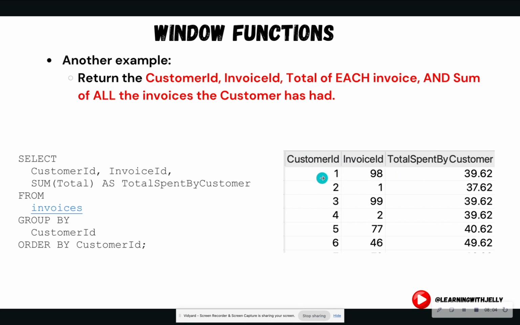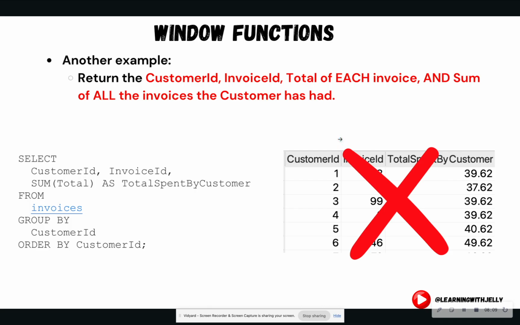However, that is the total across all of this customer's invoices, not just for invoice 98. This customer could have 10 more rows. So that would be an incorrect way of doing this. How can we do it the right way?